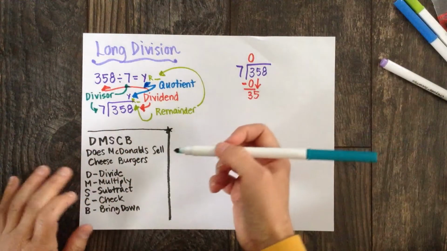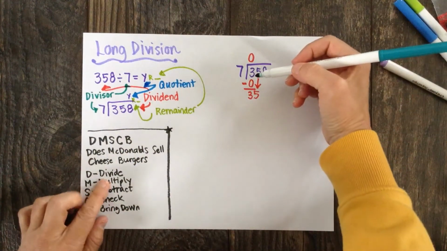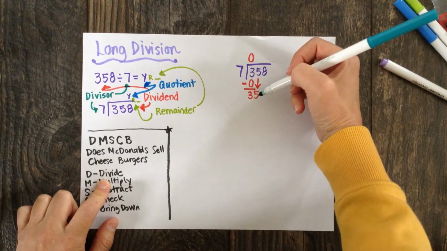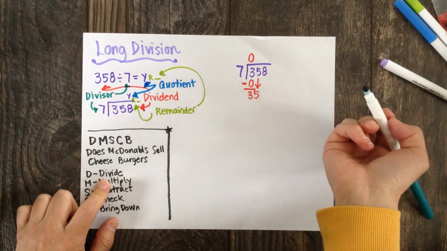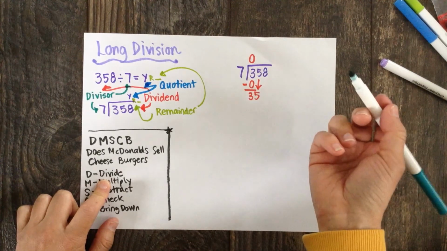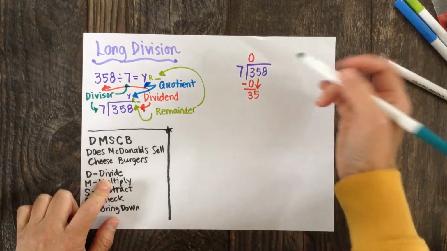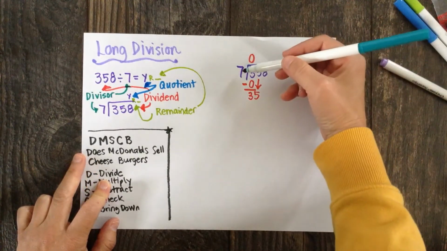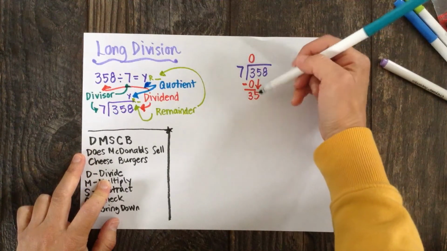Let's go with this one since it's out here. Okay, so now let's go back to divide. How many 7s in 35? I feel like that goes evenly. I know my multiplication. So I know that 7 times 5 is 35, so I know that I could make 5 groups of 7 in 35.